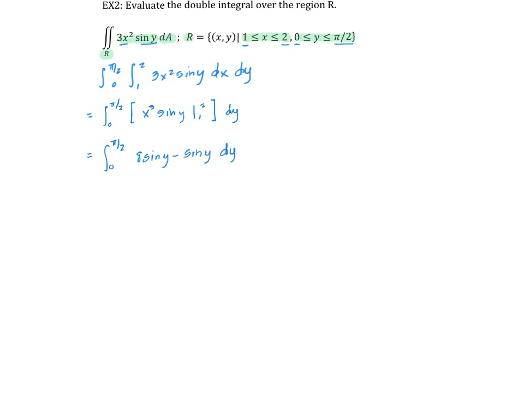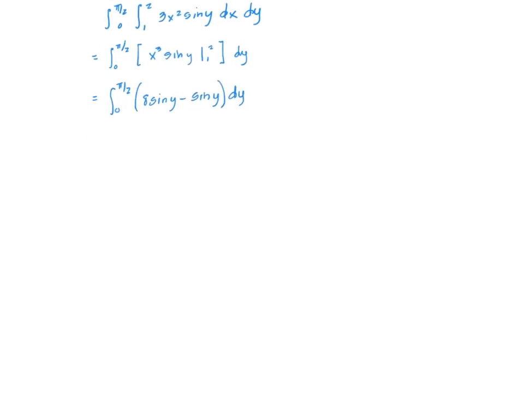And it's a dy. You could put parentheses or brackets around this, but it's not necessary once I've evaluated on the inside. And that just becomes 7 sine y.